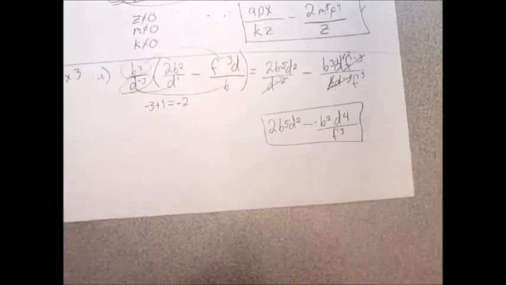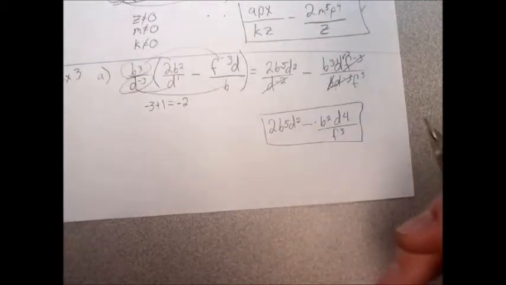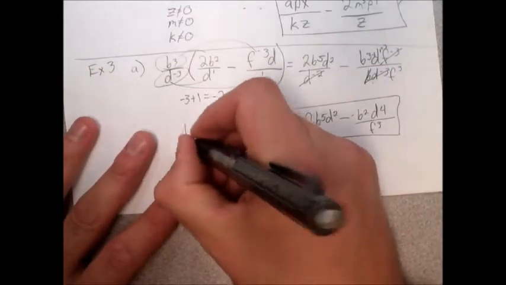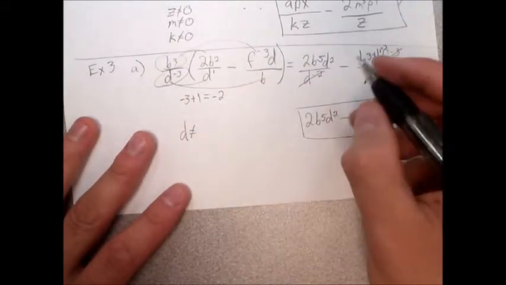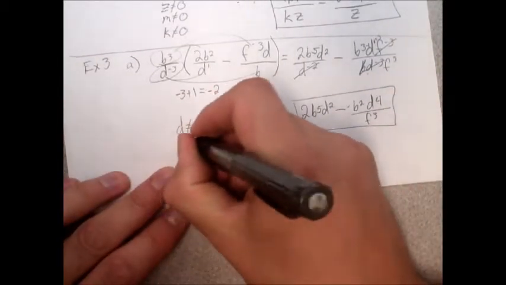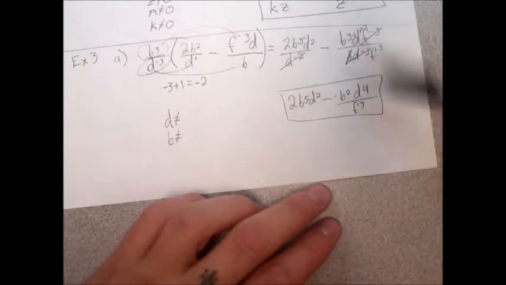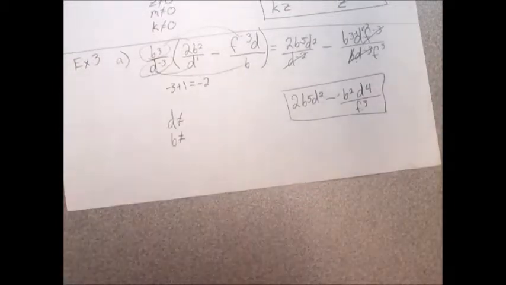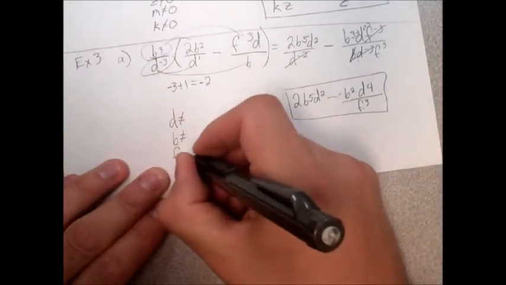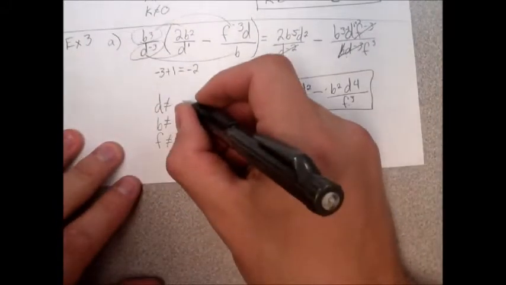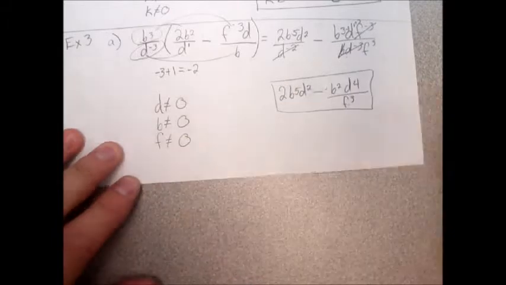I do need to still include my excluded values. So I want to look for what was there originally. So I had a d in the bottom. I had a b in the bottom. And now I have to look at what I also have in the end. Notice there's an f in the bottom, but there wasn't an f in the bottom at the beginning, but there is now. So I need to look at it and go, okay, so f can also not equal 0, because that would make it not rational. So d does not equal 0, b does not equal 0, and f does not equal 0.